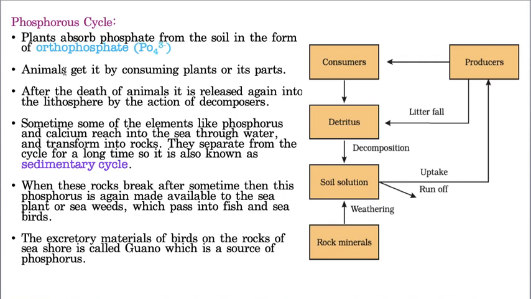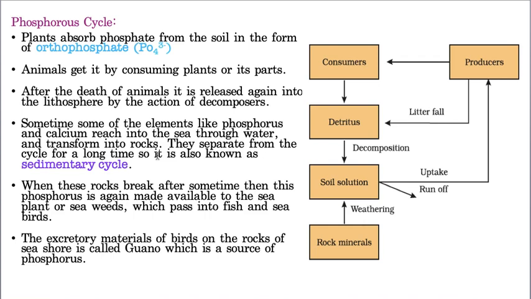Now the question is, why is it called a sedimentary cycle? This is a very, very important question. Usually almost every student will ask me why this phosphorus cycle is called a sedimentary cycle. Sometimes elements like phosphorus and also calcium reach the sea. After reaching the sea water, they transform into rocks. Hope you understand now. That means after decomposition, the excess of this phosphorus gets dissolved in the water, and this running water enters the sea, and in the sea this phosphorus and of course sometimes calcium also transform themselves into rocks.